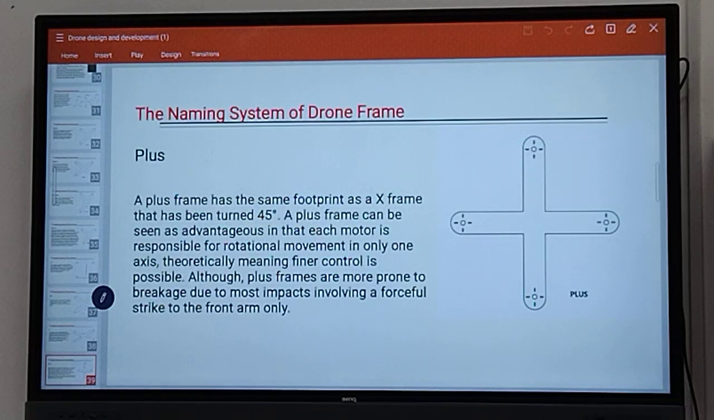Then plus plate. It is the same footprint as the X plate that has been turned 45 degrees.